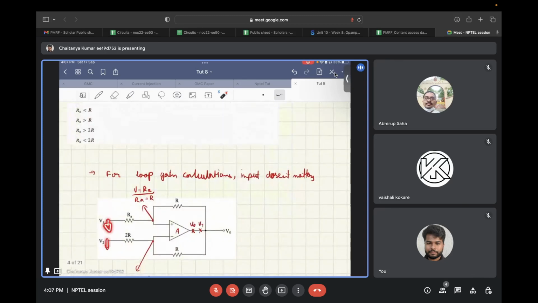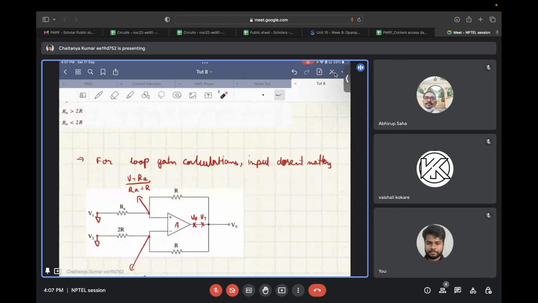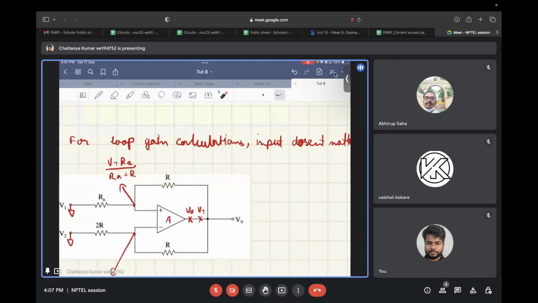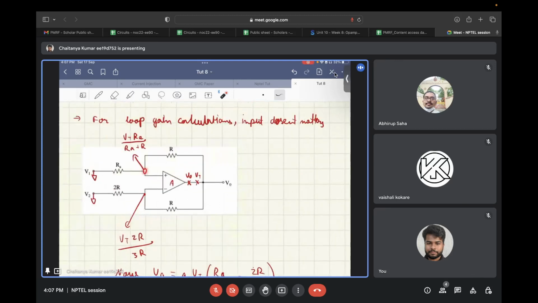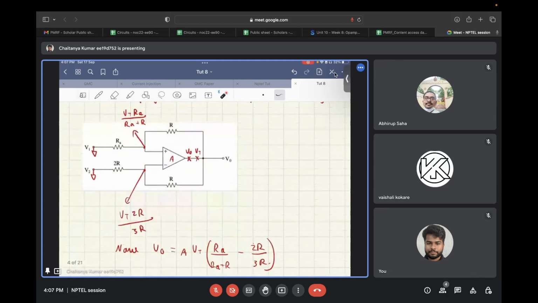If you short these over here, now you have this particular circuit. Now you need to find the loop gain from V test to V out. If you have a voltage V test over here and these are shorted, at these points you can apply a resistor divider between RA and R, and 2R and R, to find the voltages at these nodes.